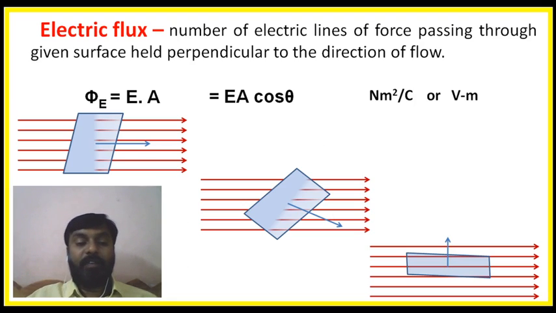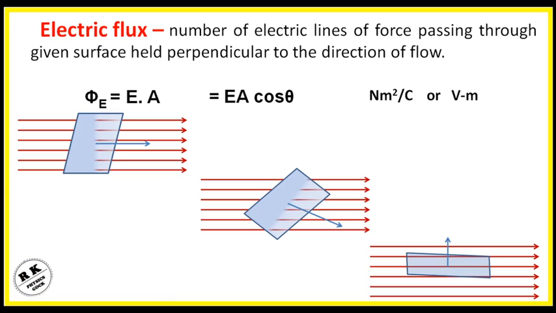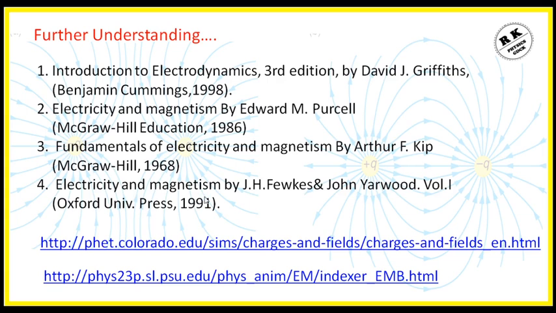What we understand from this figure is the flux will be maximum when the area element is held perpendicular to the field line. It will be 0 when the area element is held parallel to the field lines. It will have an intermediate value when making a certain angle with the field line.